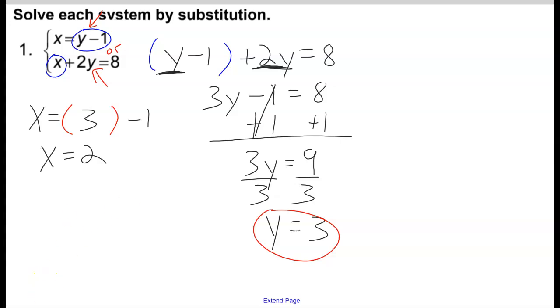All right, let's take a look at number 2. Oh, my bad. I missed one crucial part. You have to write the point out. Make sure you put the x first, so you've got 2 and 3. So (2, 3) is your point.